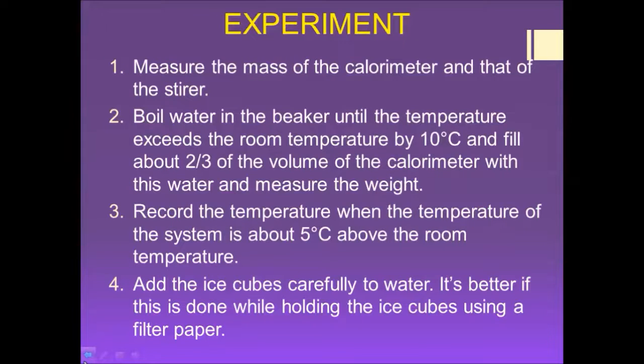Having introduced these variables, let's do the experiment. As the first step, we measure the mass of the calorimeter and of the stirrer. Then we boil water in the beaker until the temperature exceeds the room temperature by about 10 degrees Celsius, and fill about 2/3 of the volume of the calorimeter with this water and measure the weight. I'll explain as to why we did this.